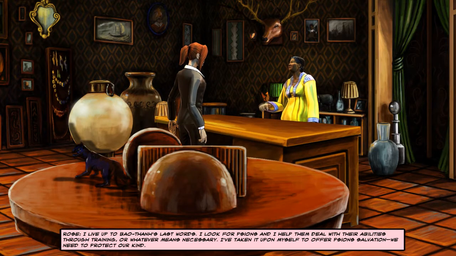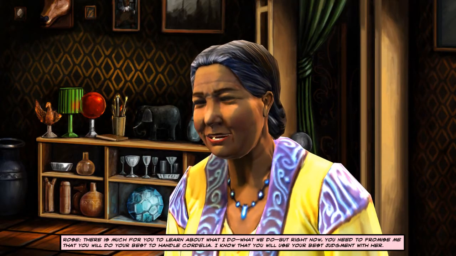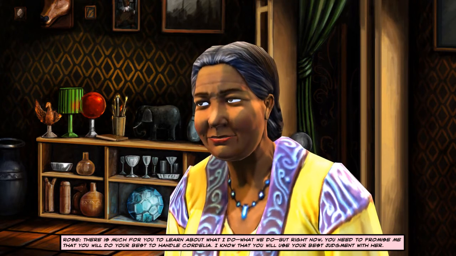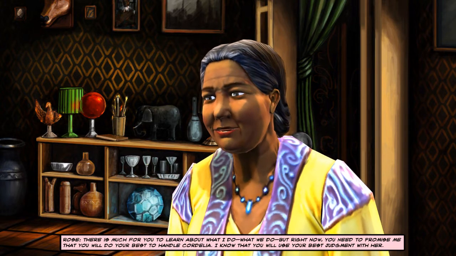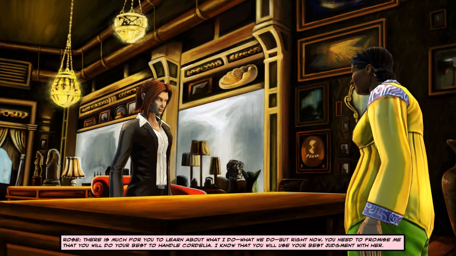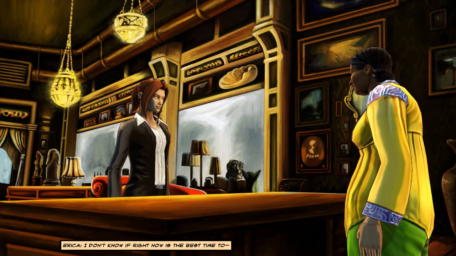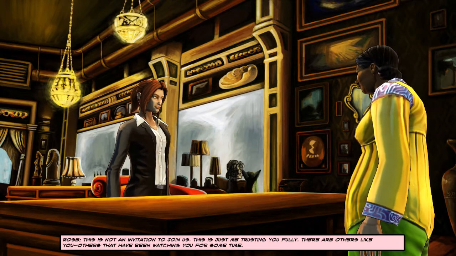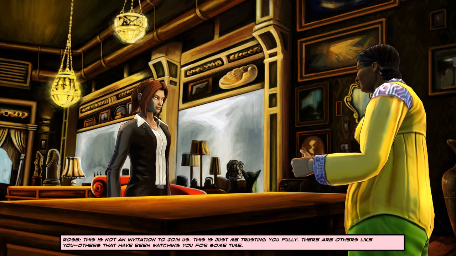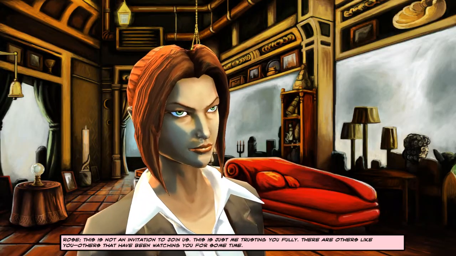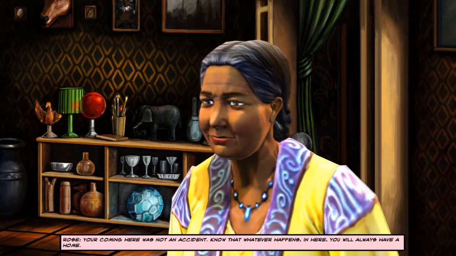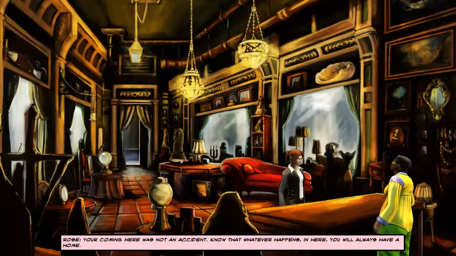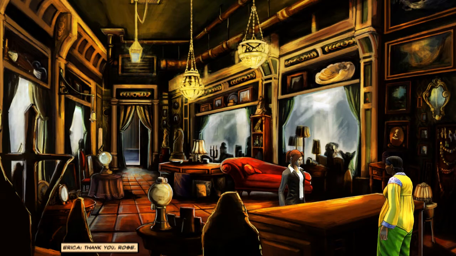I've taken it upon myself to offer Scion salvation. We need to protect our kind. There is much for you to learn about what I do, what we do. But right now, you need to promise me that you will do your best to handle Cordelia. I know that you will use your best judgment with her. I don't know if right now is the best time to... This is not an invitation to join us. This is just me trusting you fully. There are others like you, others that have been watching you for some time. Your coming here was not an accident. Know that whatever happens, in here, you will always have a home. Thank you, Rose.